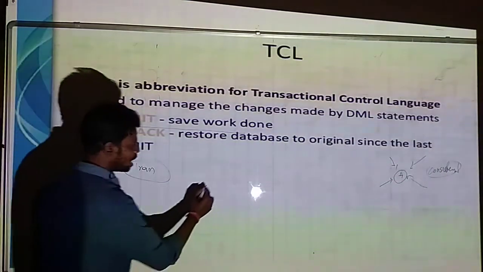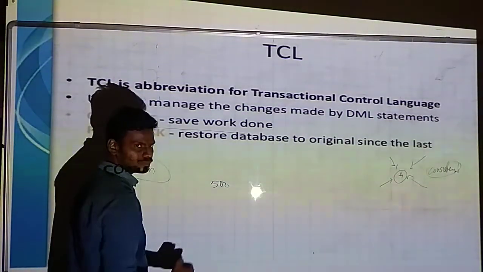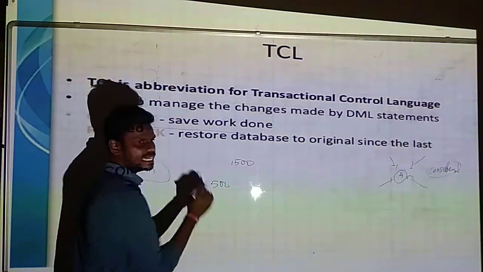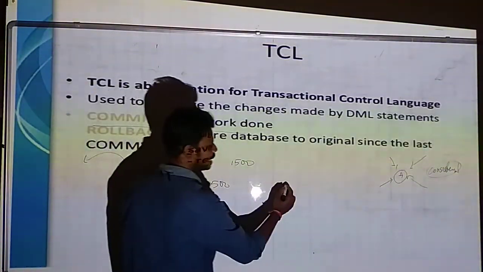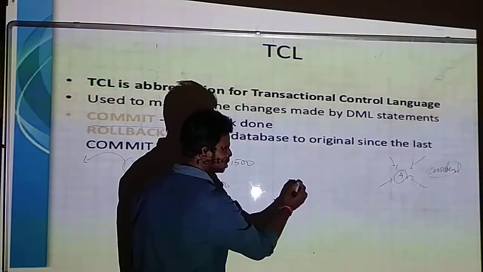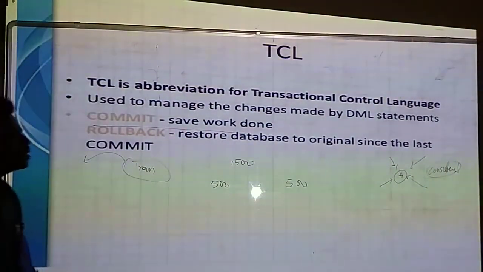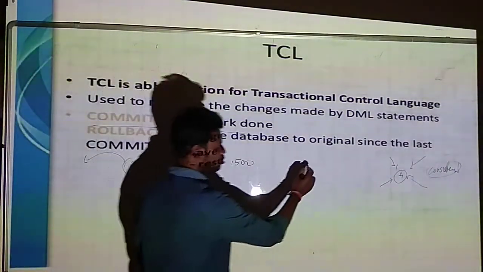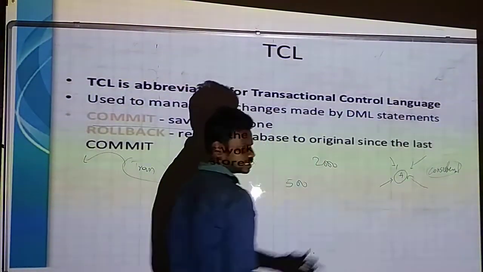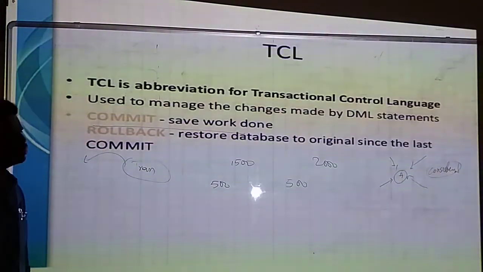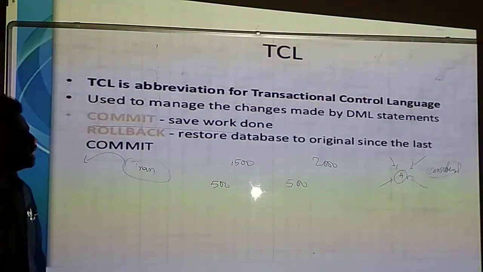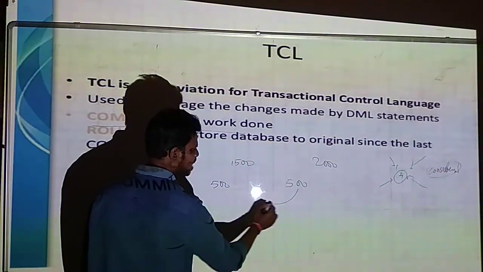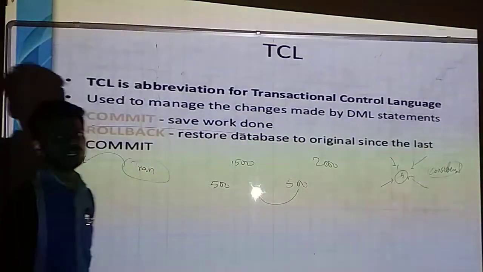Say suppose you have deposited 500 into your account, and your balance is now 1500. Initially it had 1000, and after that you try to deposit 500 again. Then it should contain 2000. But while you are watching the account details, you are getting only 1500. Then your transaction control language will roll back this statement, and it will go back to the 1500 state.